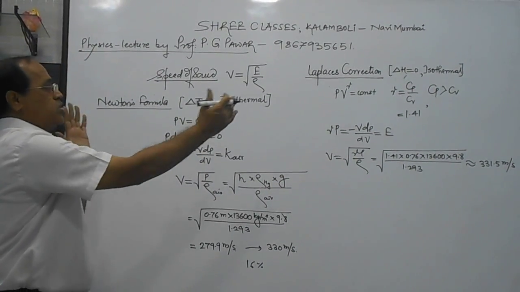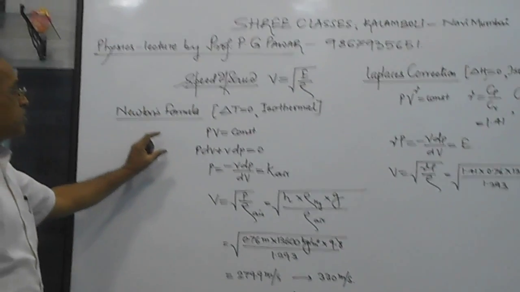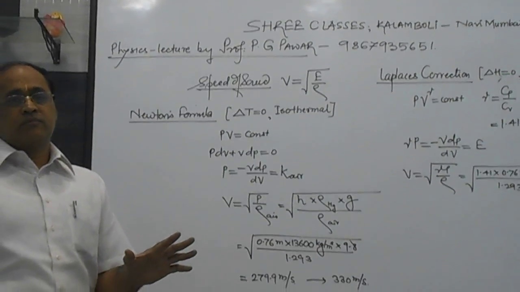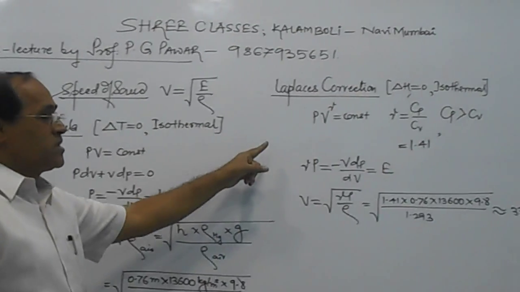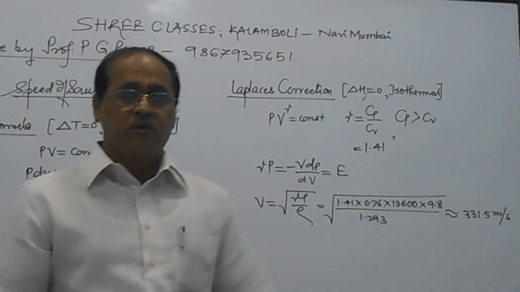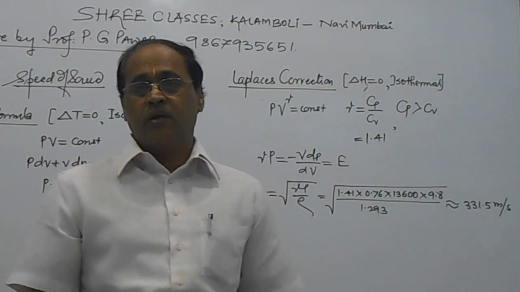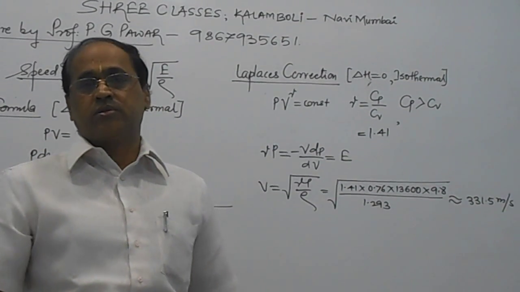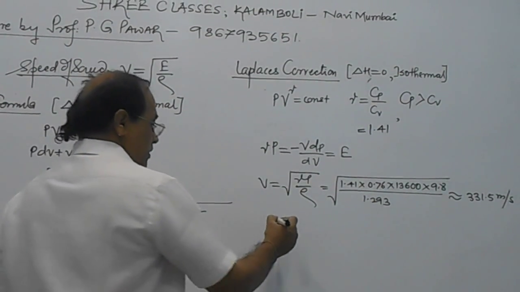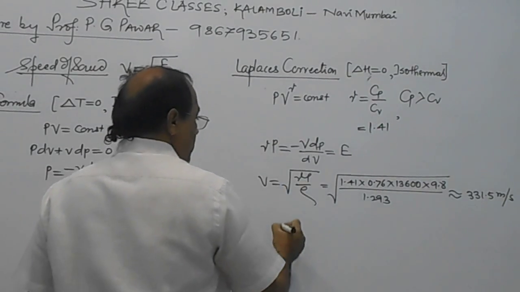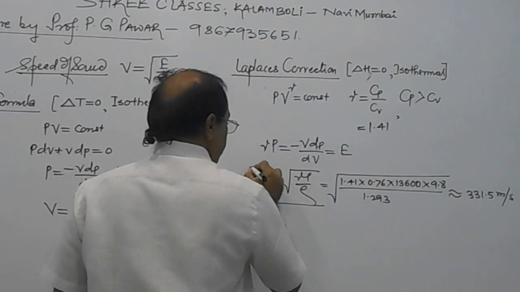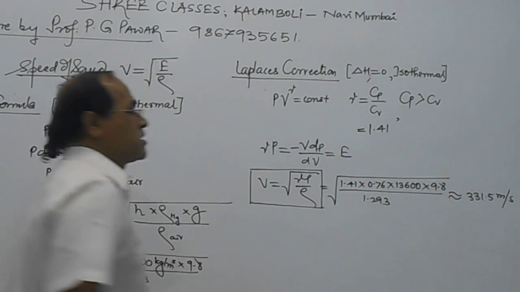The basic difference between these two is Newton assumed that there is no change in temperature, but Laplace said that there is a change in temperature, but there is no change in heat content of the medium through which the wave travels. And therefore, the correct formula is this one. This is Laplace's correction.